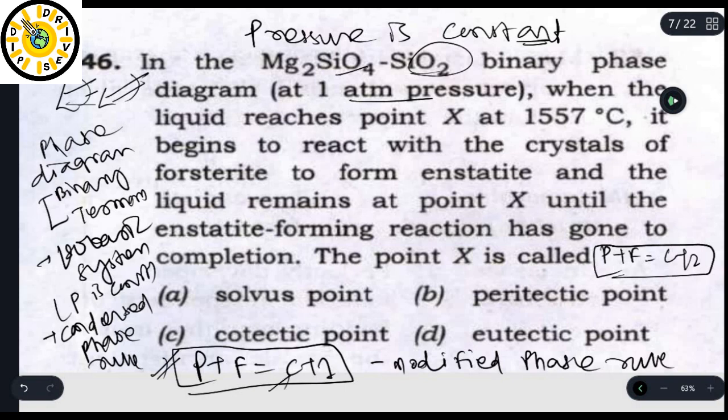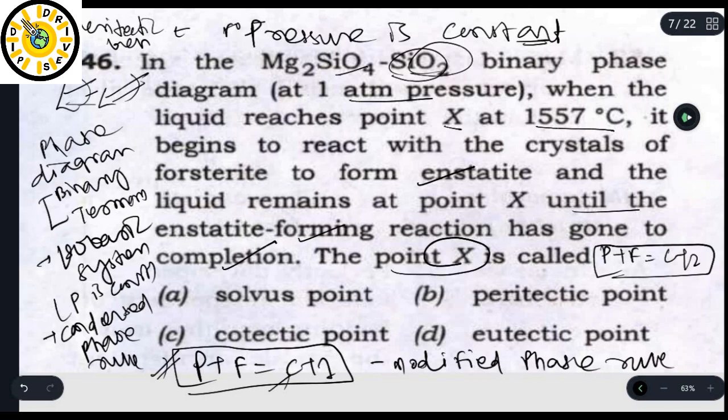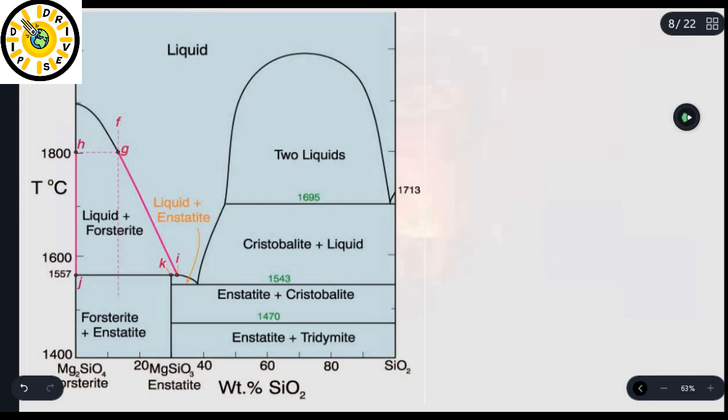Okay, so in the Mg2SiO4 forsterite-silica binary phase diagram, it shows peritectic behavior. When the liquid reaches the point X at 1550 degrees centigrade, it begins to react with the crystals of forsterite to form enstatite. The liquid remains at point X until the enstatite forming reaction has gone to completion. What is the point X called? Let's see. This is all about 1557 degrees centigrade.